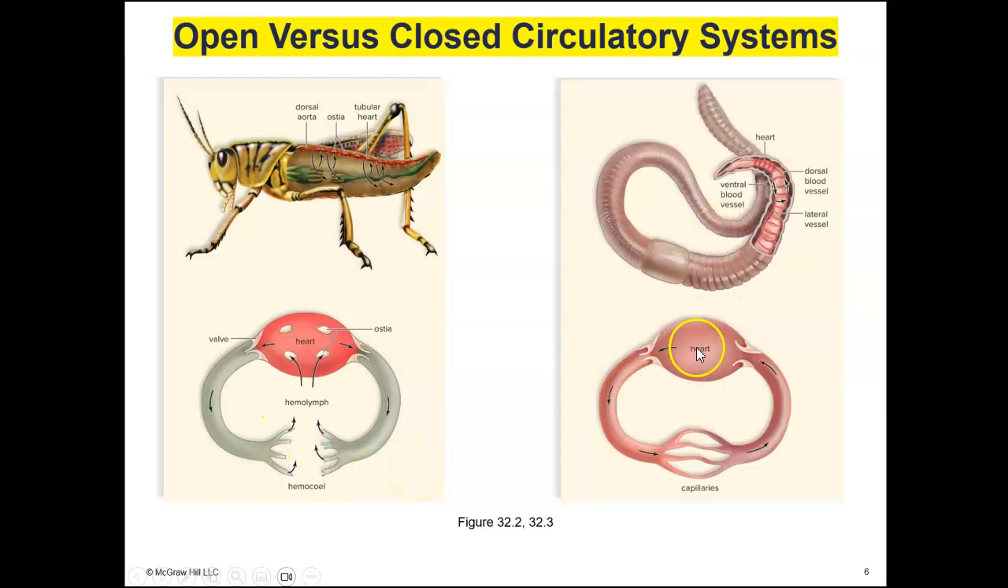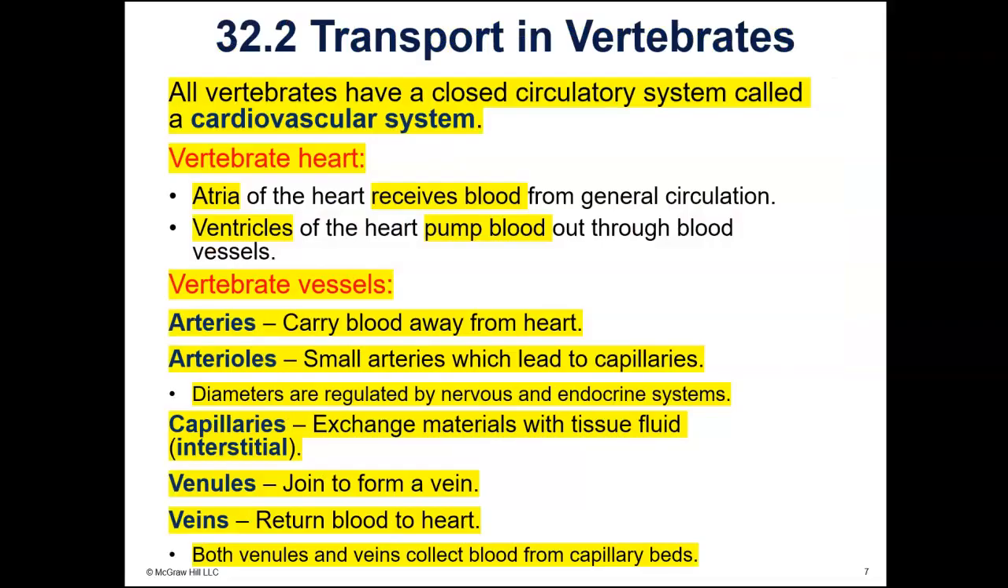But the earthworm, which is in the phylum Annelida, has a closed circulatory system. And of course, your chordates do. All of the chordates have a closed circulatory system. All right, so in vertebrates that have a closed circulatory system, we call it a cardiovascular system.